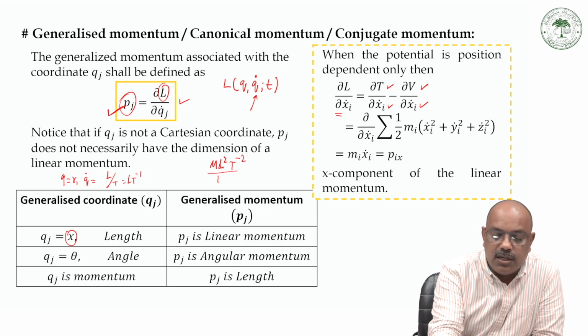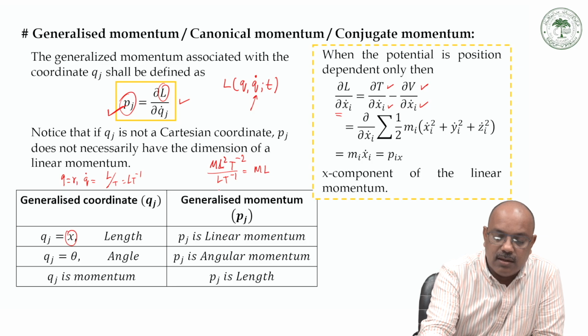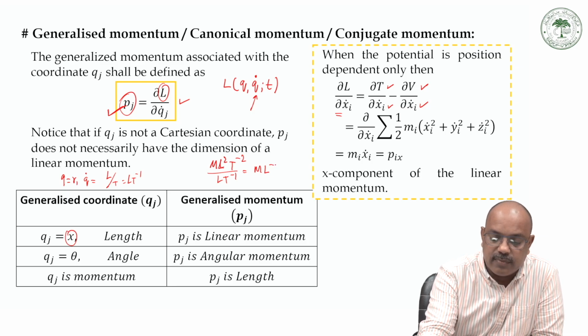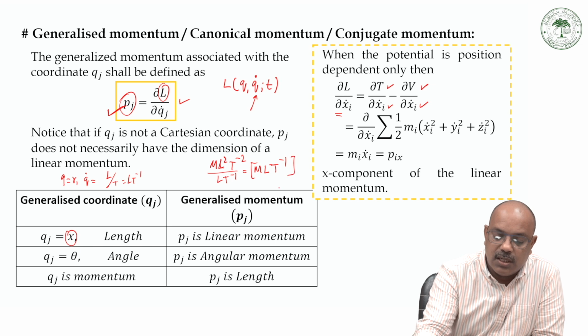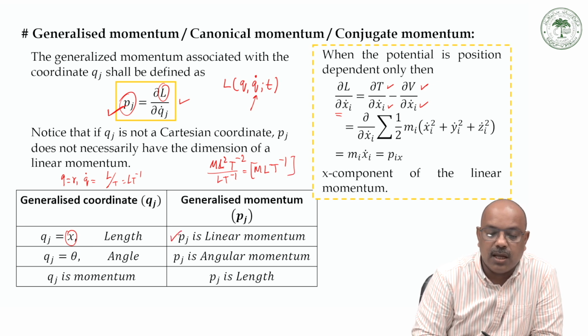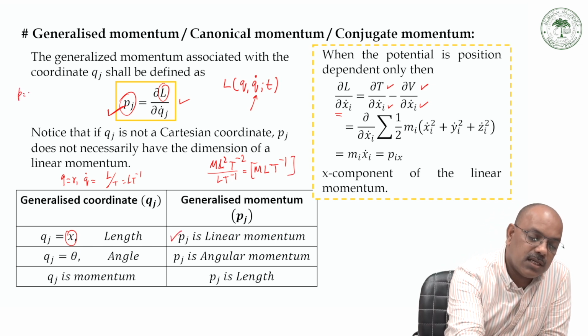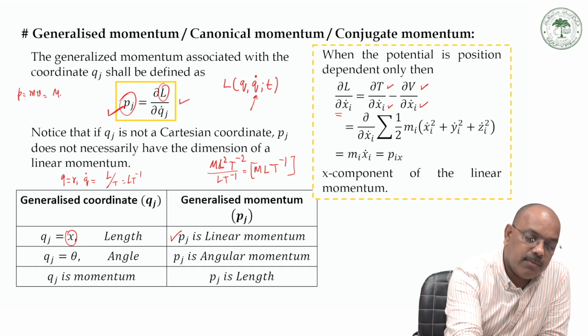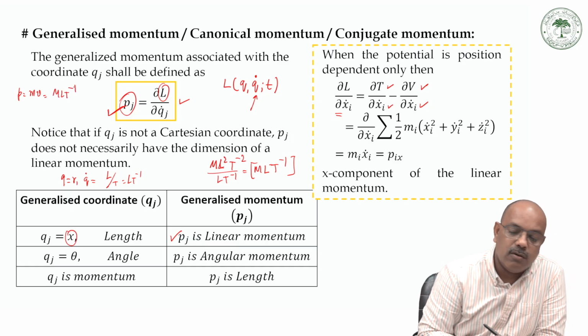So the numerator's energy divided by this velocity gives M L T to the minus 1. This is your linear momentum, because linear momentum p is mv, which has dimension M L T to the minus 1.